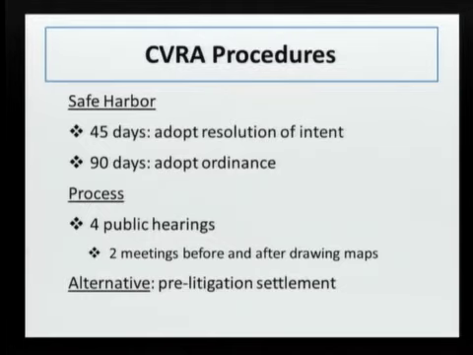An alternative path to compliance, or really a path to avoiding a lawsuit, is a pre-litigation settlement, which would be where the city enters into a settlement agreement with the prospective plaintiffs, and through that process can outline a different approach. Goleta can be one model for doing this.